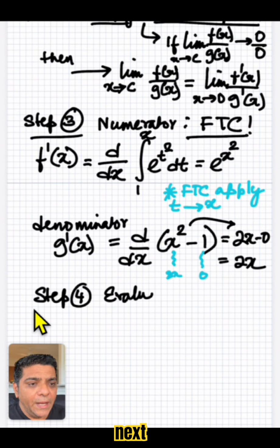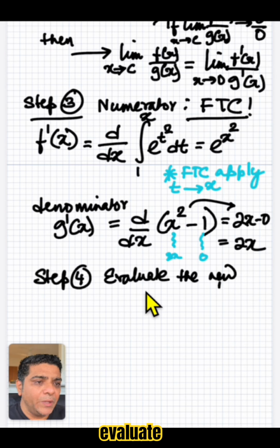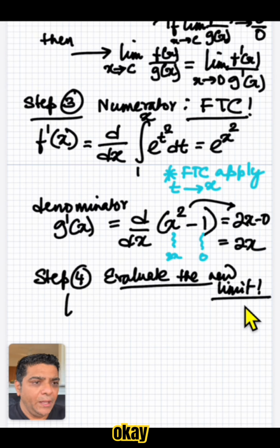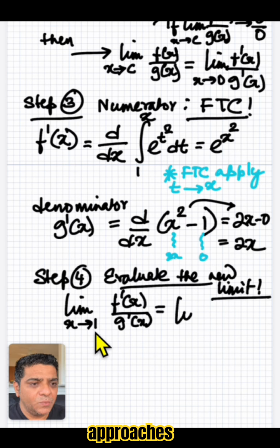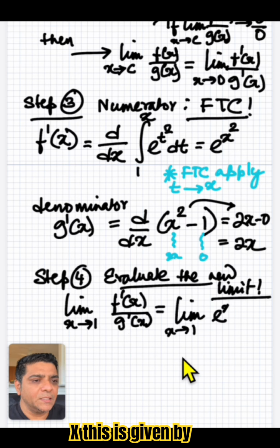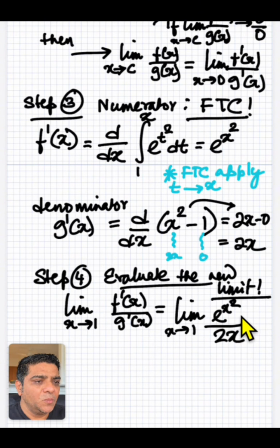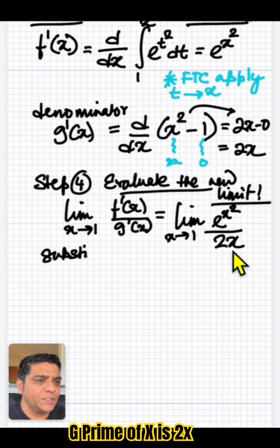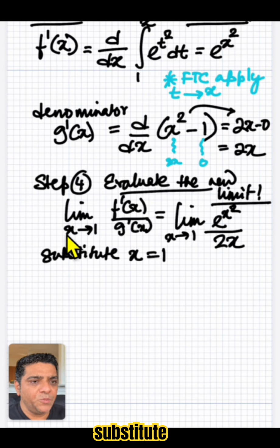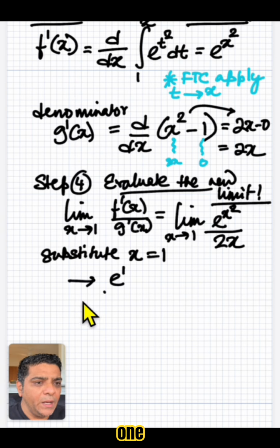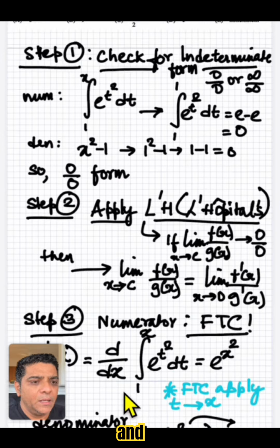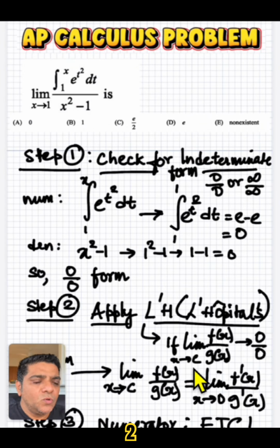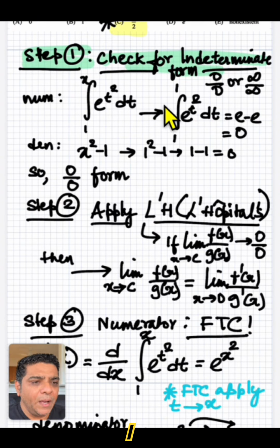Next, we evaluate the new limit after applying L'Hopital's rule, as x approaches 1. We just said f prime of x is e to the power of x squared, and g prime of x is 2x. Now we substitute x as 1 into each of these. So e to the power of 1 squared is e, and then we have 2 times 1. So our answer is going to be e divided by 2.